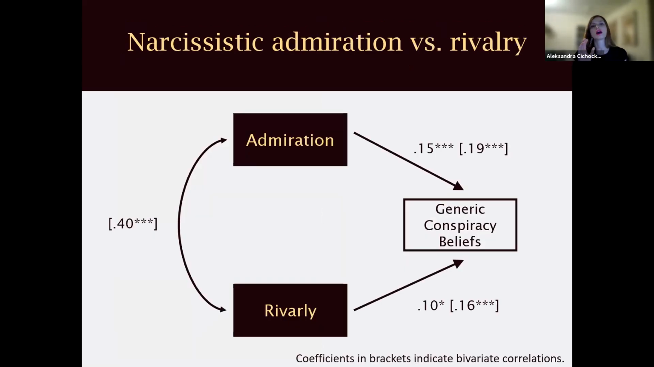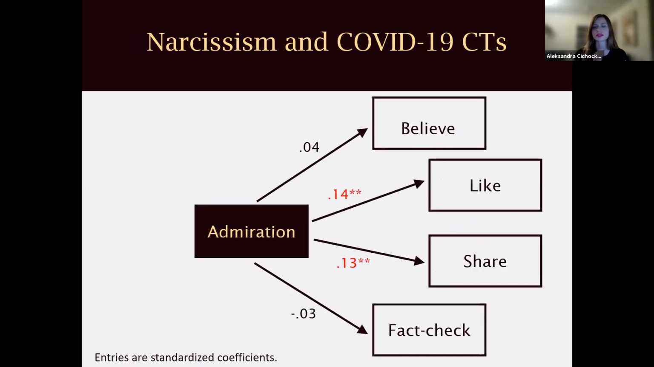So here's what we found. First of all, we generally replicated our past findings showing that narcissism was related to conspiracy beliefs overall. We found that both the admiration and rivalry aspects of narcissism were associated with belief in conspiracy theories. These effects are weak, but they are very much in line with our previous findings. However, we found that only the narcissistic admiration aspect was associated with engagement with the conspiracy theory statements. Interestingly, we didn't observe any direct effects of narcissistic admiration on the likelihood to believe in the COVID-19 conspiracy theories. There were only indirect effects via the general tendency to believe in conspiracy theories.